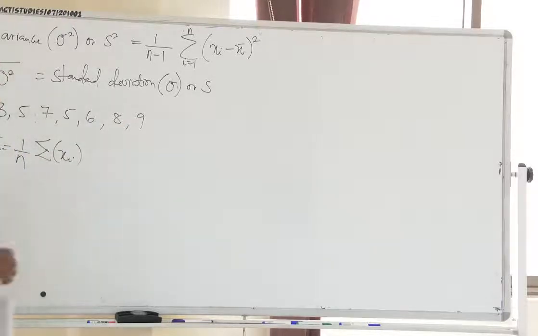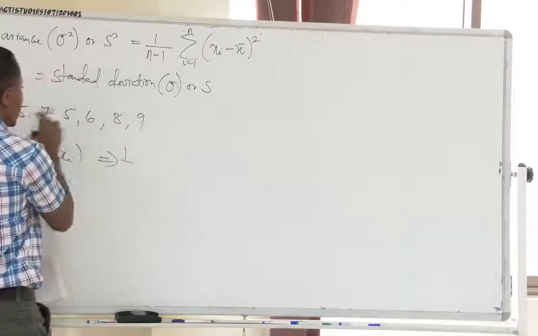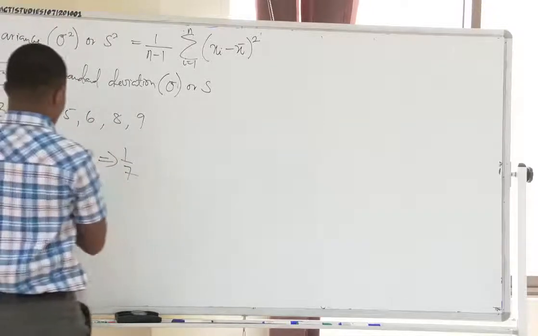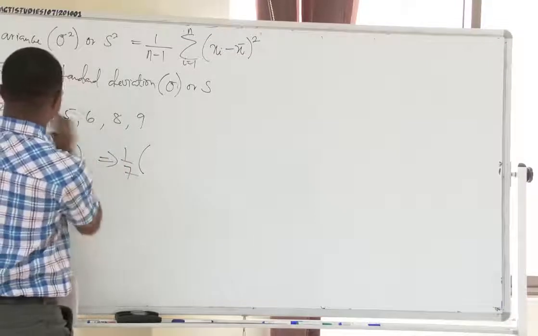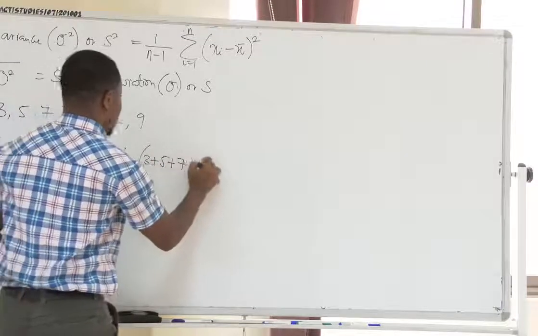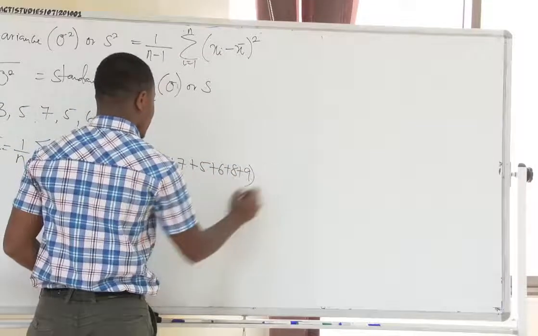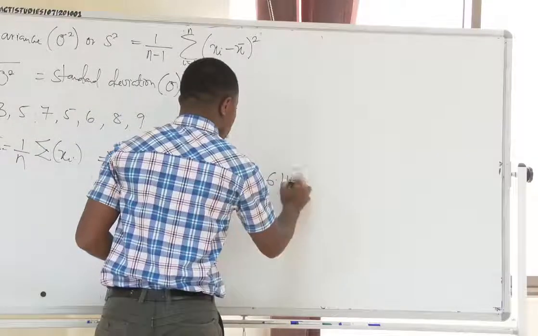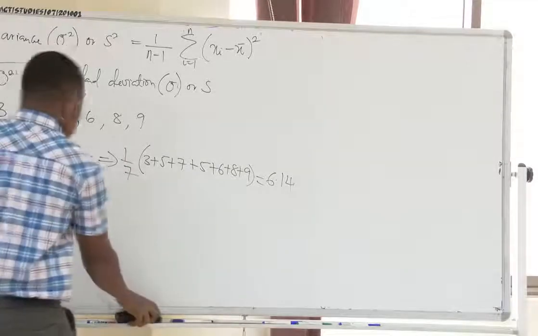Okay. So in this case, our main thing here implies 1 over 7, since we have 7 numbers, times the summation of all this, which is equal to 3 plus 5 plus 7 plus another 5 plus 6 plus 8 plus 9. Okay. And finally, once we do this, this is going to be 6.114. Okay, so this happens to be our mean.